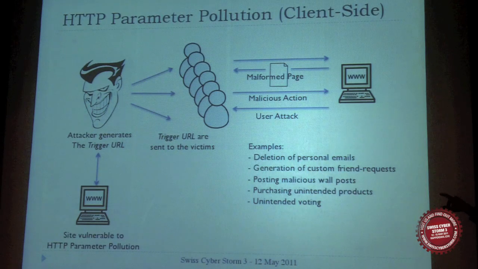At that point, when the victim interacts with the page, the action that is run is different from what the user intended to do. For example, suppose your web mail is vulnerable. When the user clicks on a mail to read it, instead of reading the mail, the action carried out is the deletion of this mail. So an attacker can force their victim to do something unintended.